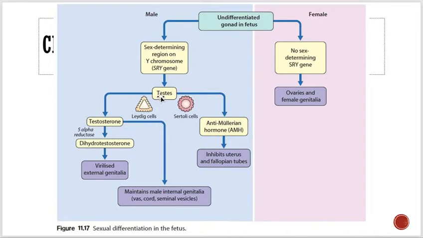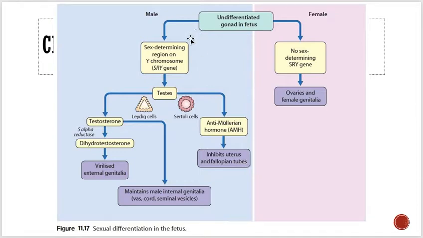And now, the testes have two types of cells, Leydig cells and Sertoli cells. Simply, what happens is, as you can see over here, Sertoli cells are the ones which produce anti-Mullerian hormone. And what is the function of this one? It inhibits uterus and fallopian tube formation, right?